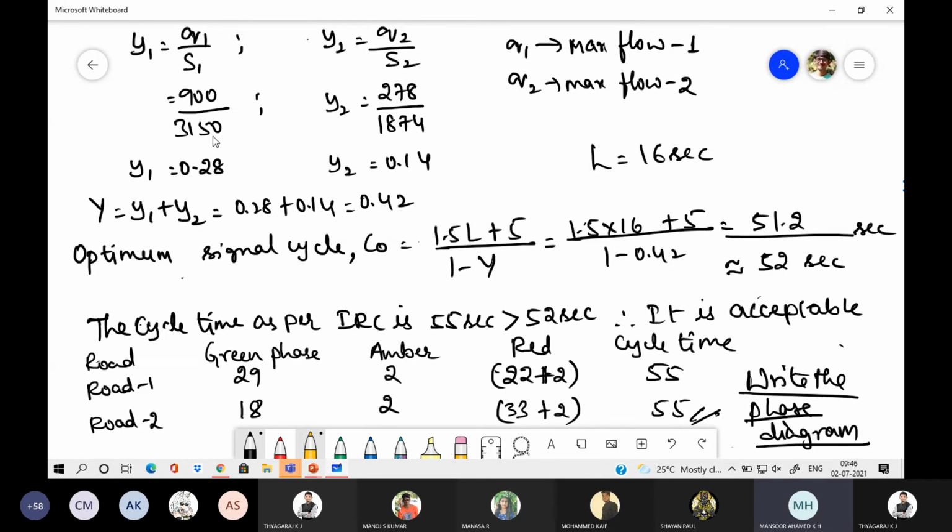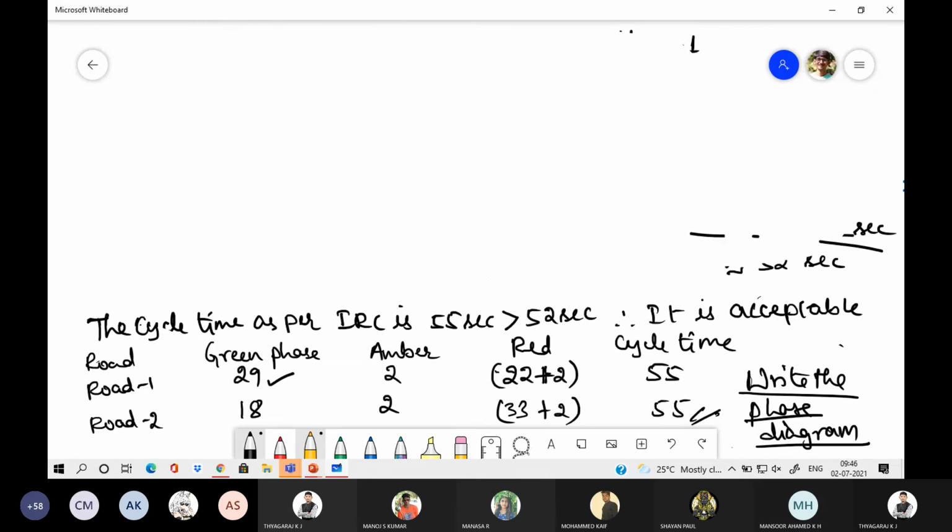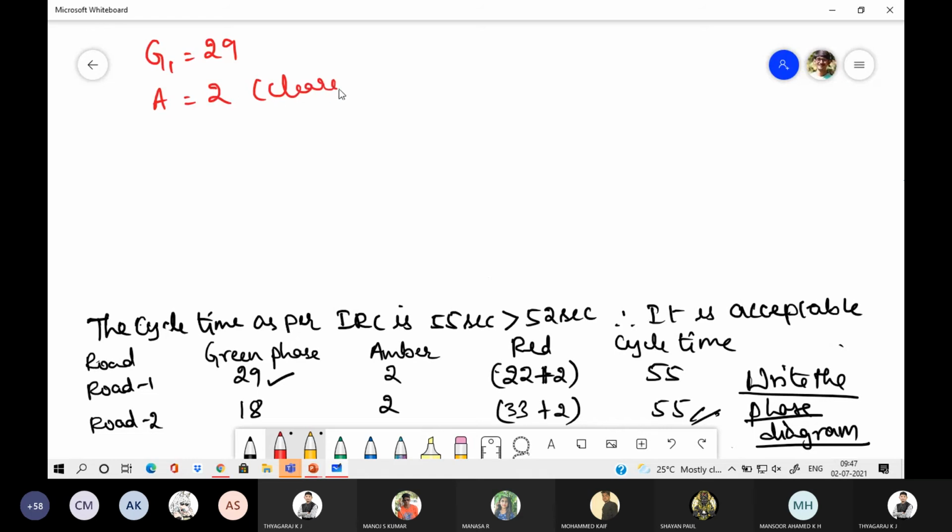Sir, explain the red time once again, sir. How to get this red time? We know the green time, right? Already we have calculated it from the IRC method. Now I will tell how to calculate this one. We have already known the green time of road 1 is 29 seconds, and the ambers we have already known. One is a clearance amber, that is 2. Then one more amber we have given, that is 2 seconds for intergreen.